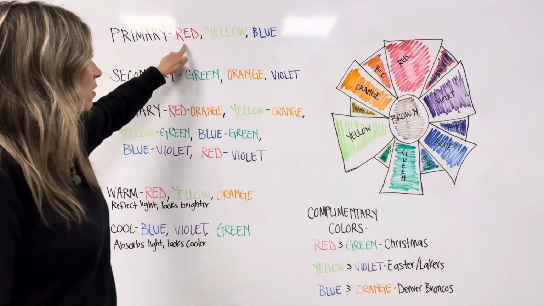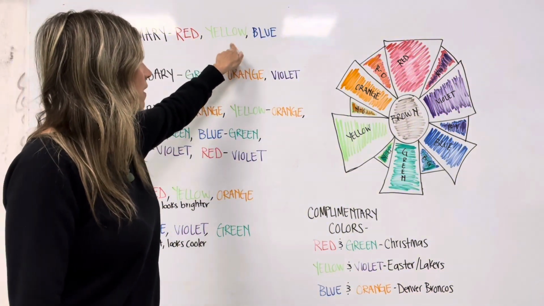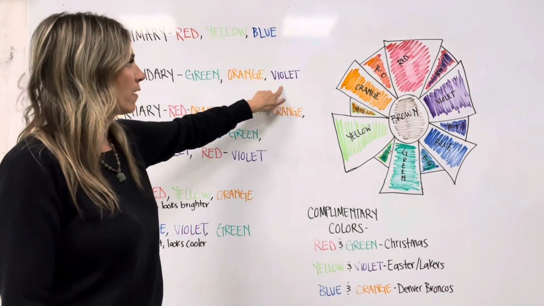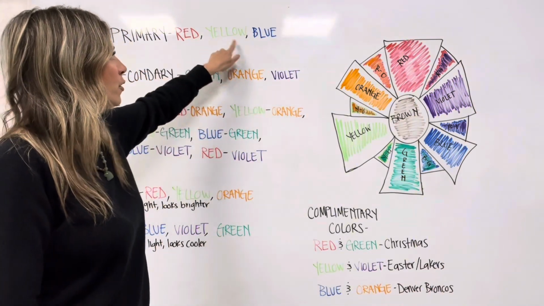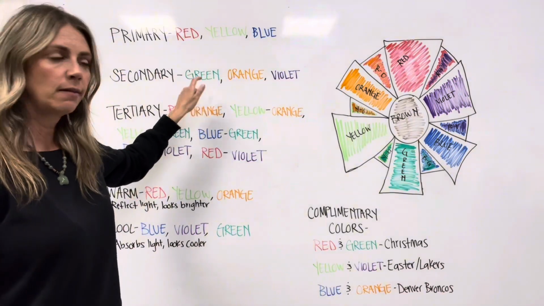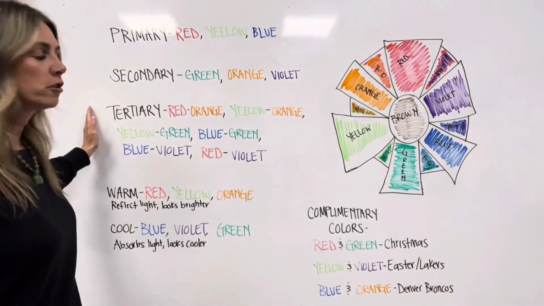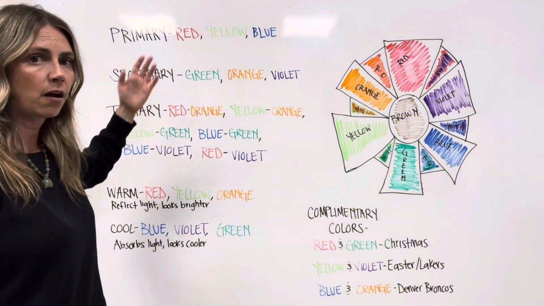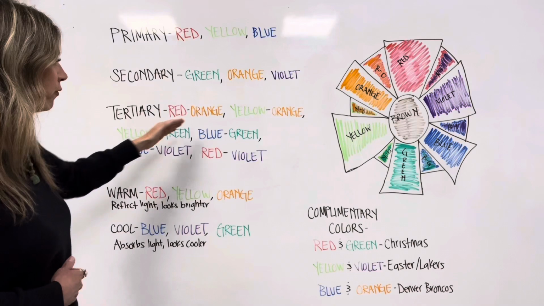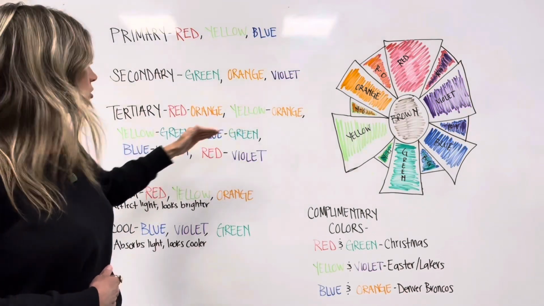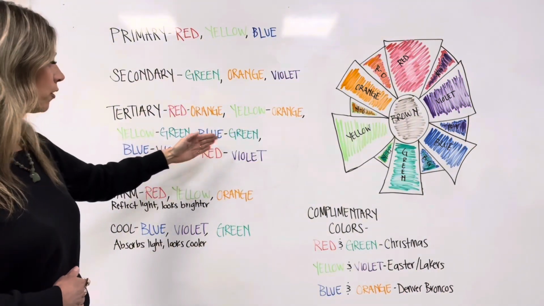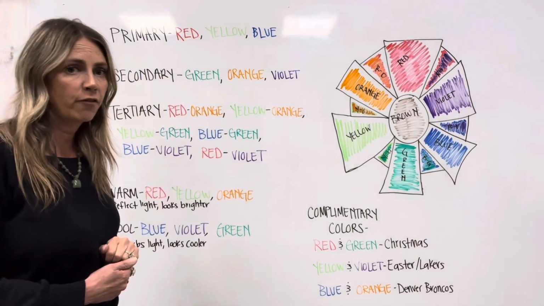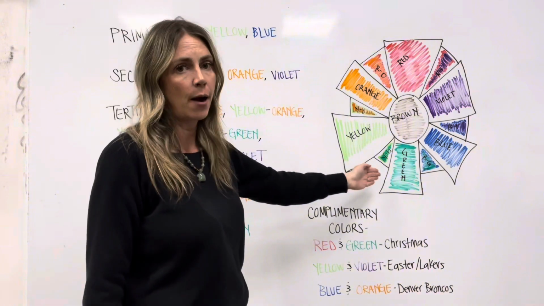So if you were to take red and yellow, we would make orange. If you were to take red and blue, you make violet. And if you take blue and yellow, you get green, right? Then we have our tertiary colors, which are also combinations of our secondary and primary colors put together. So we have red orange, yellow green, blue violet, and red violet. And then I've gone over and placed them here on our color wheel.